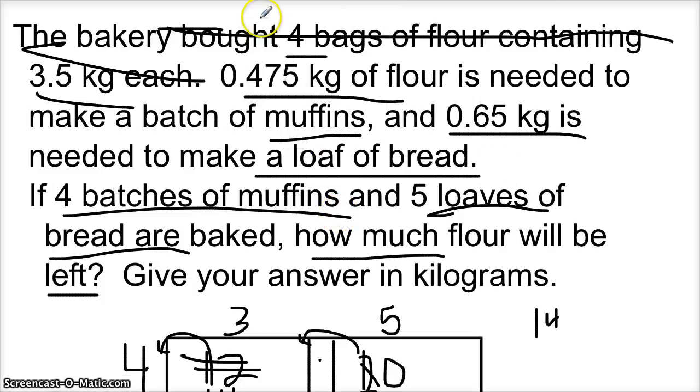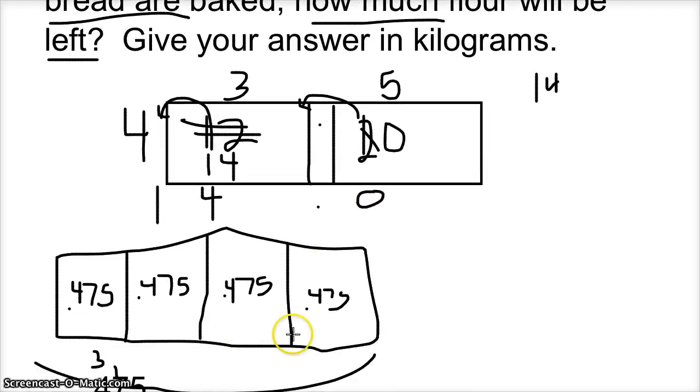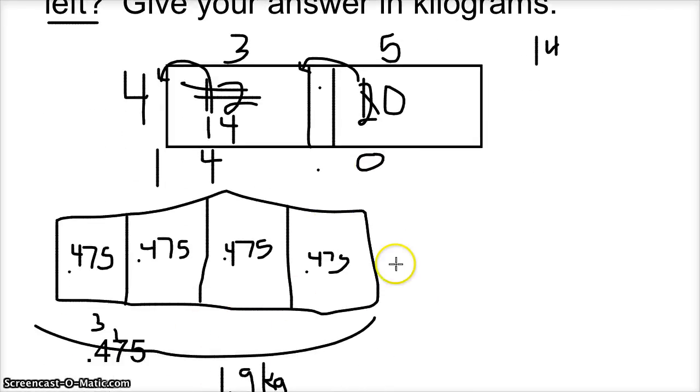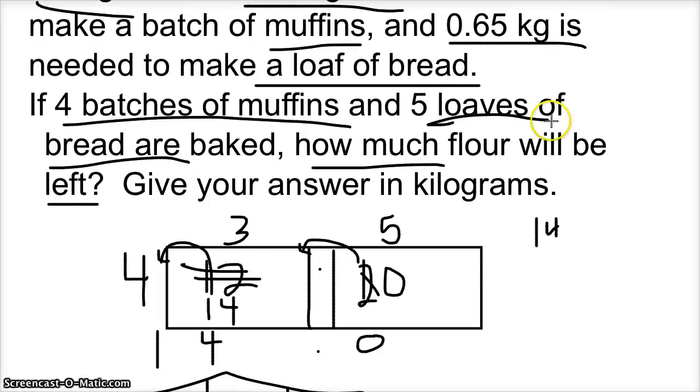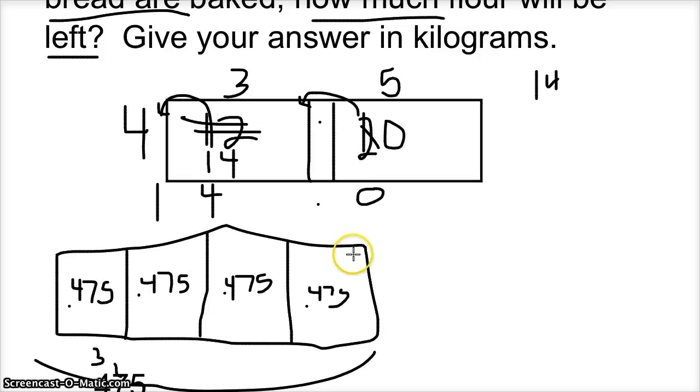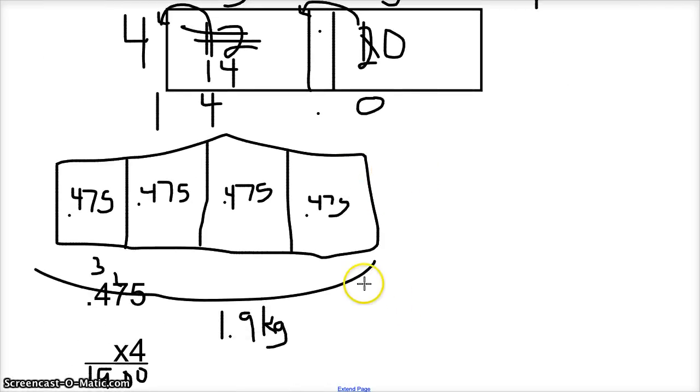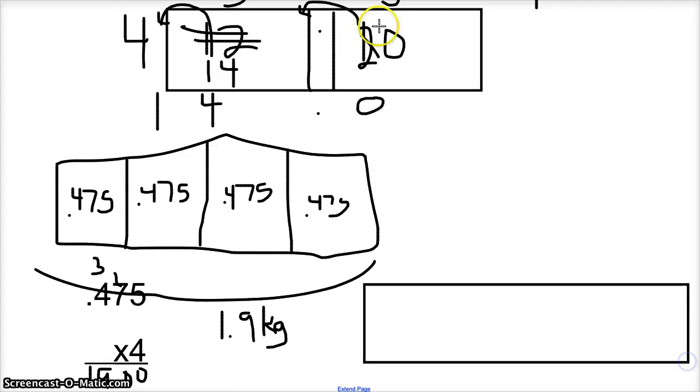Okay, now let's do our loaves of bread. So if you needed help with the loaves or the muffins, go ahead and try the loaves of bread because it's going to be exactly the same. The only difference is I'm making 5 loaves instead of 4 loaves, and the amount of flour I use is a little bit different. So here is my tape diagram, and I'm making 5 this time. So 1, 2, 3, 4, 5.